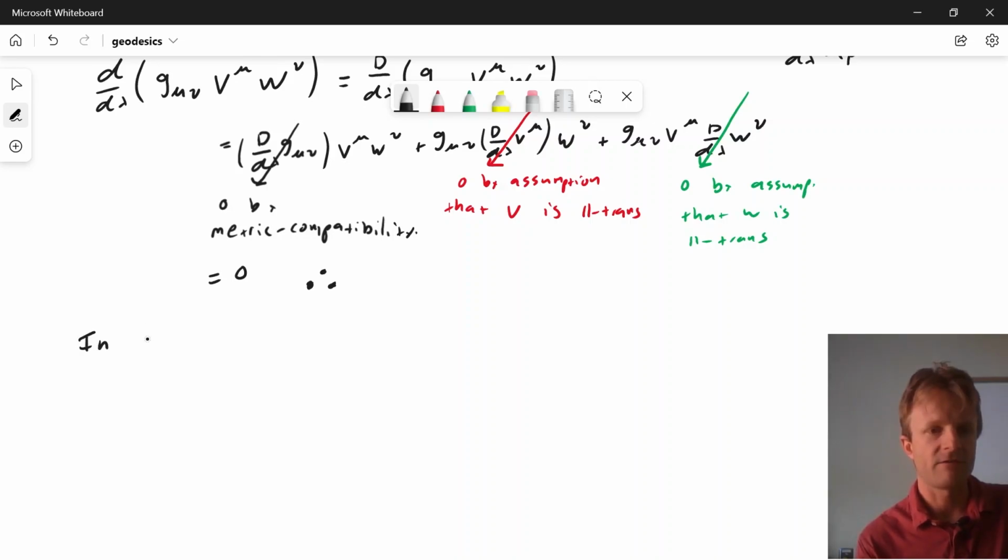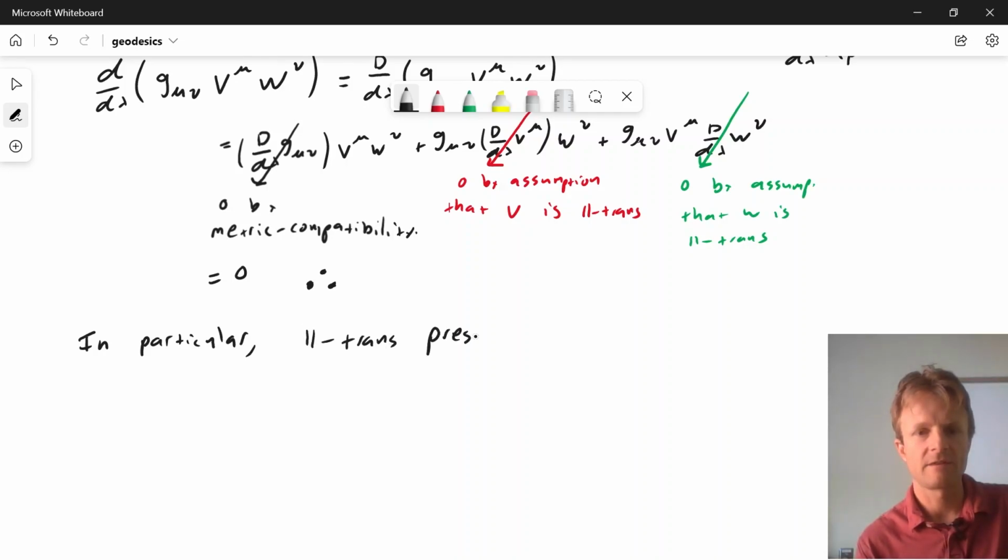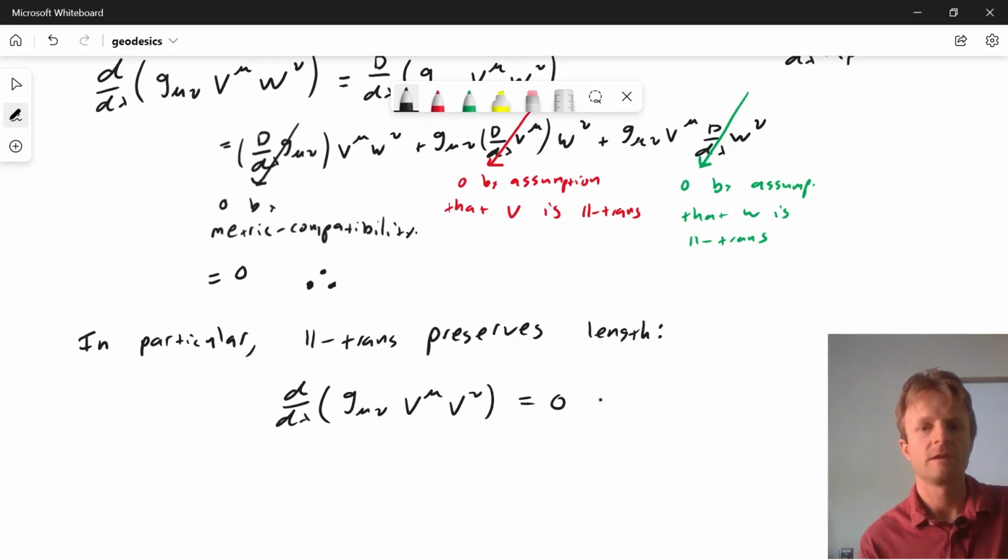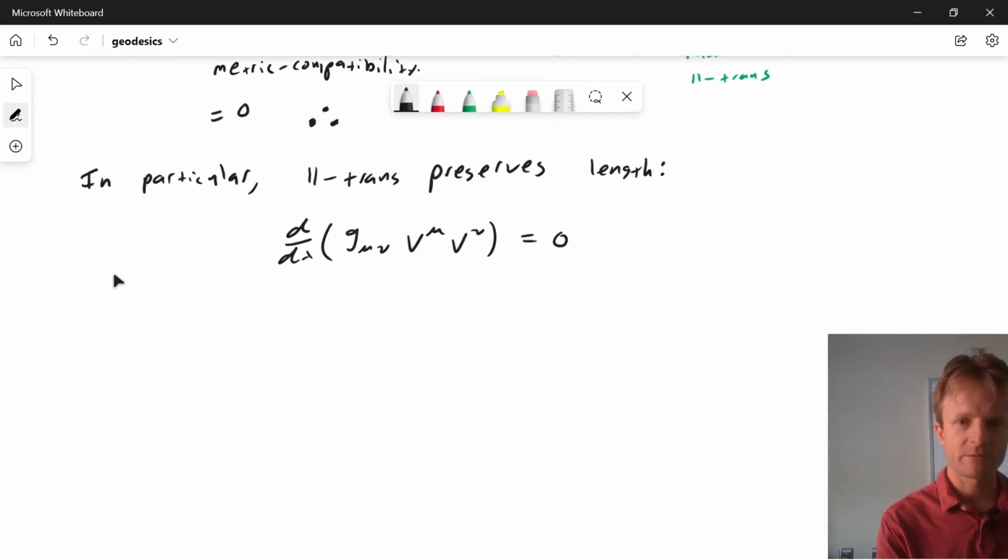OK, so just to have it written down, someone asked this, but in particular, parallel transport preserves length, right? So d by d lambda of g mu nu v mu v nu equals 0. It's just the special case where v equals w.